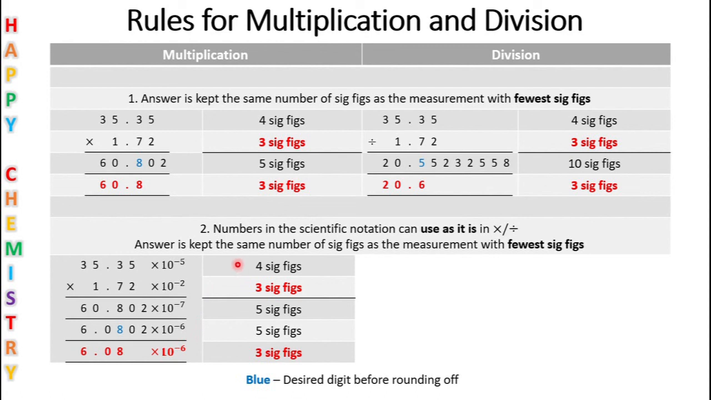35.35 into 10 to the power minus 5 has 4 significant figures. 1.72 into 10 to the power minus 2 has 3 significant figures. Therefore, the answer should have 3 significant figures. To have the correct number of significant figures, the desired digit in 6.0802 into 10 to the power minus 6 is 8. After rounding down, the final answer with 3 significant figures is 6.08 into 10 to the power minus 6.